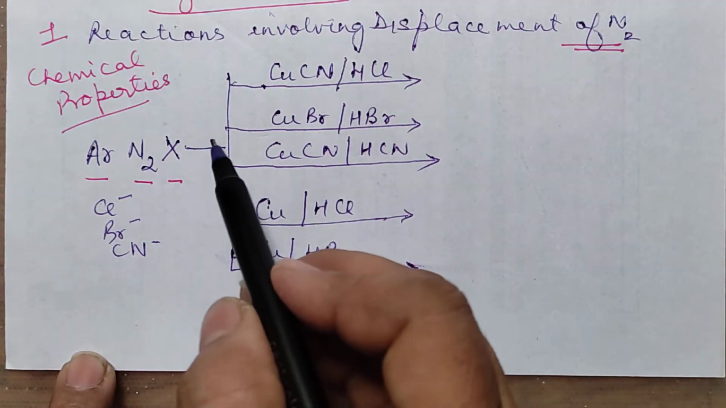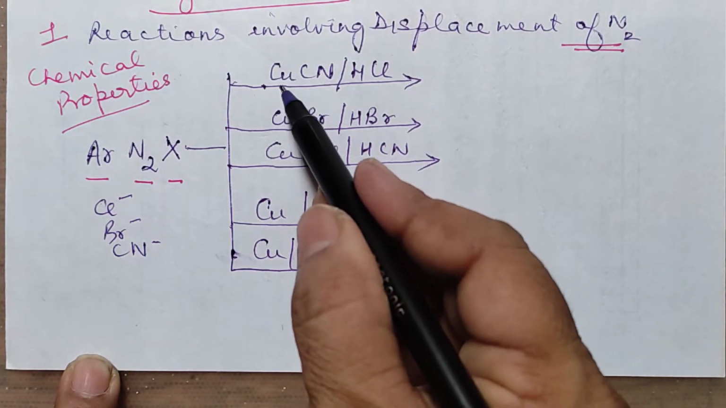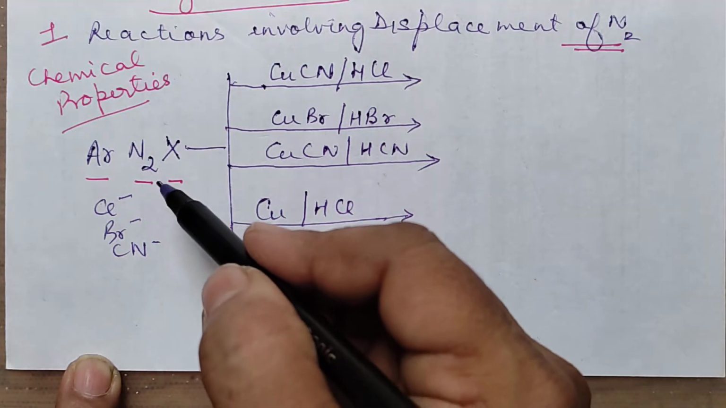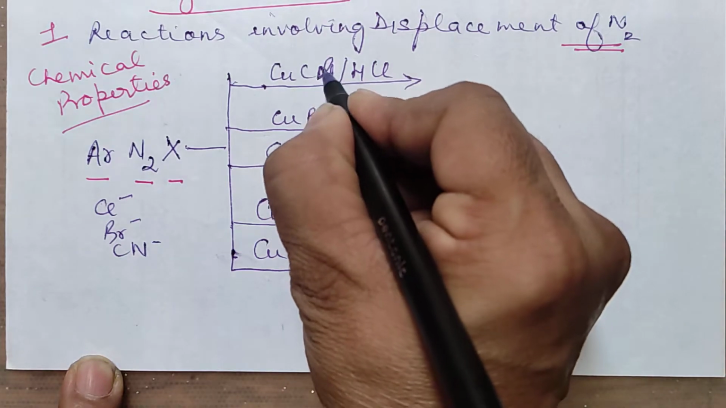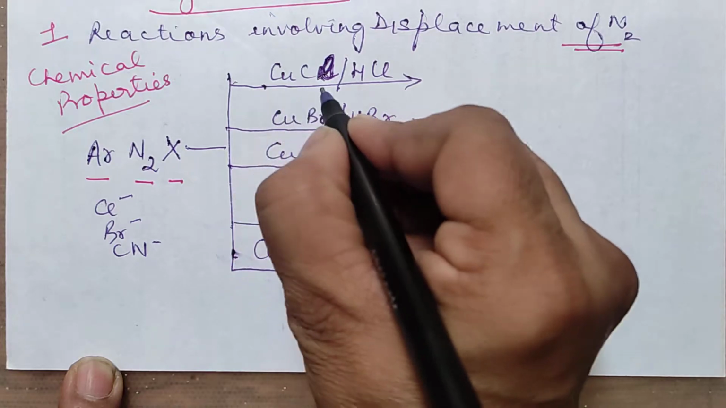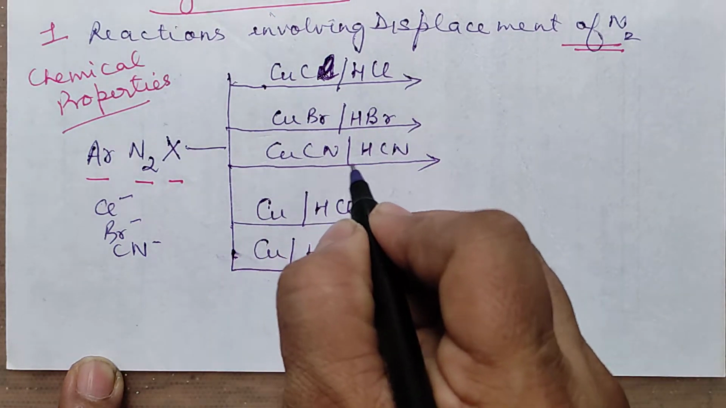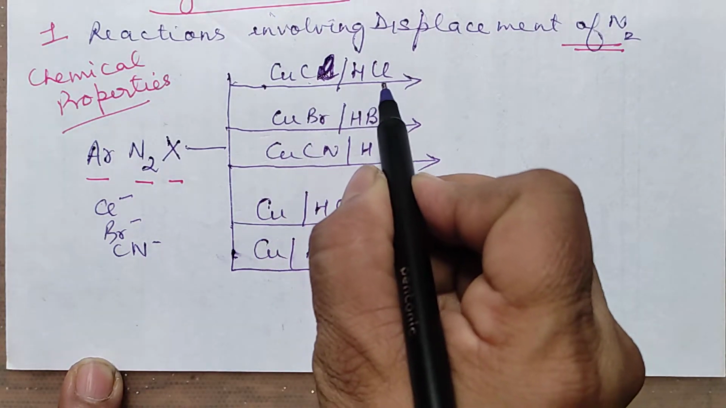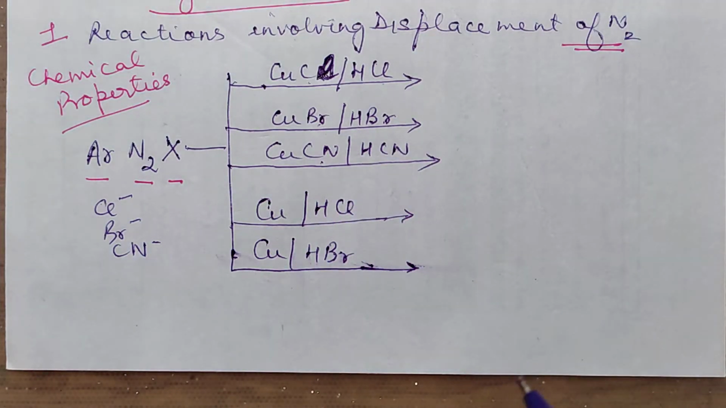In the first go, suppose you treat this aryl diazonium halide, not necessarily halide, it is a diazonium salt, with CuCN, CuCl. So CuCl/HCl or CuBr/HBr or CuCN/HCN. You are noticing one thing: if you took chloride here, it is chloride; bromide with bromide; cyanide with cyanide. So what will you be getting?